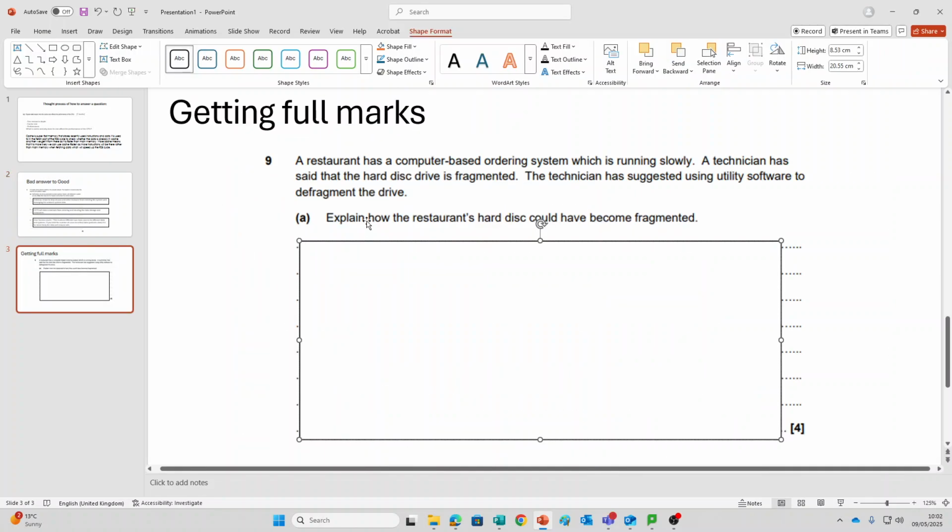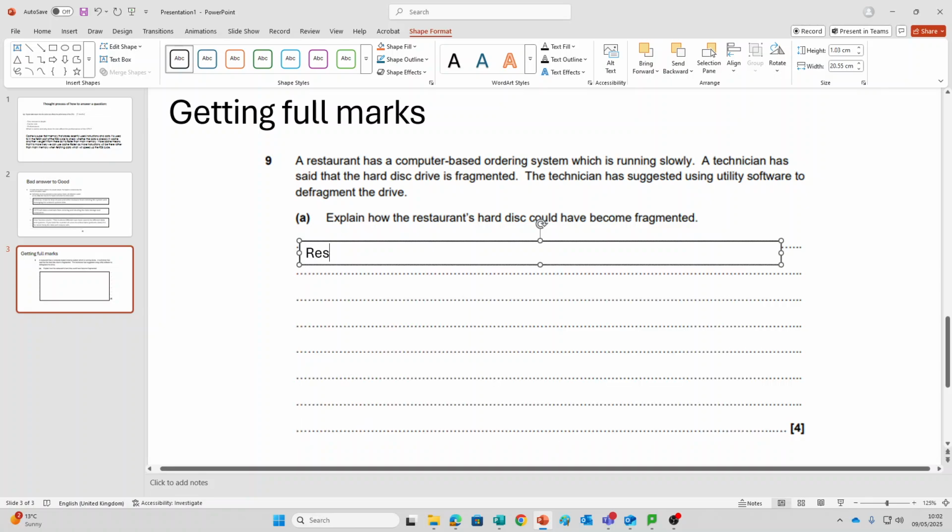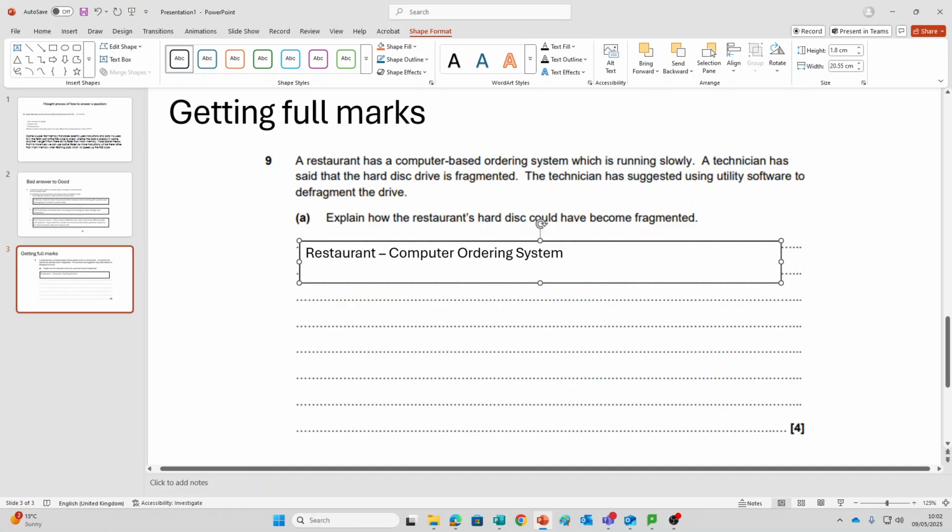Right, so here I'm going to talk about how to make sure we get the full marks and we really answer the question. So here you can see that it says a restaurant has a computer-based ordering system which is running slowly. So, key things off the bat, it's a restaurant, and it's a computer ordering system. So obviously you order food on the computer, right?